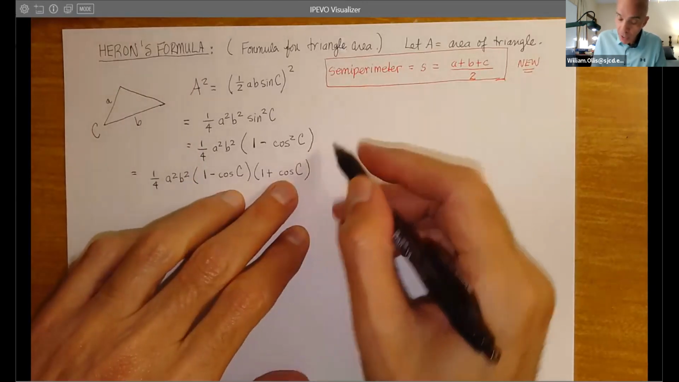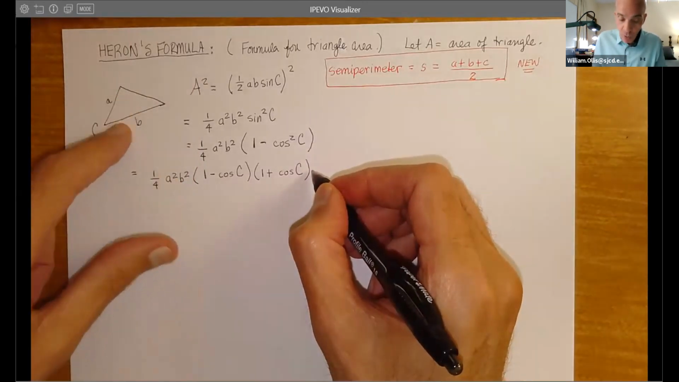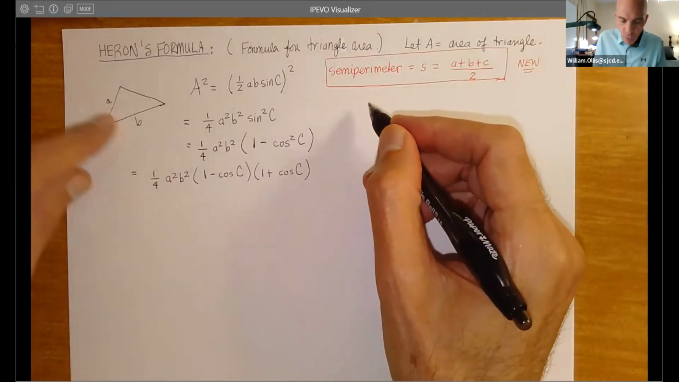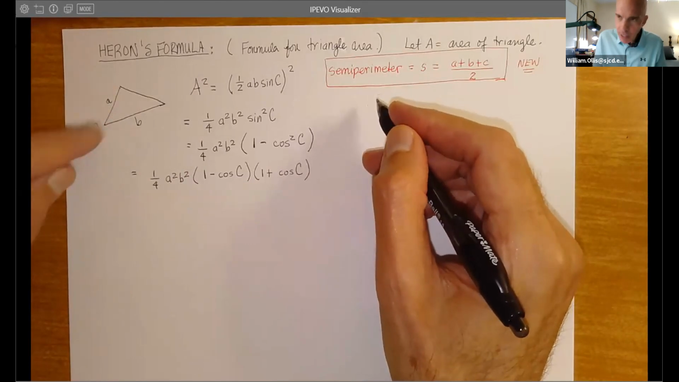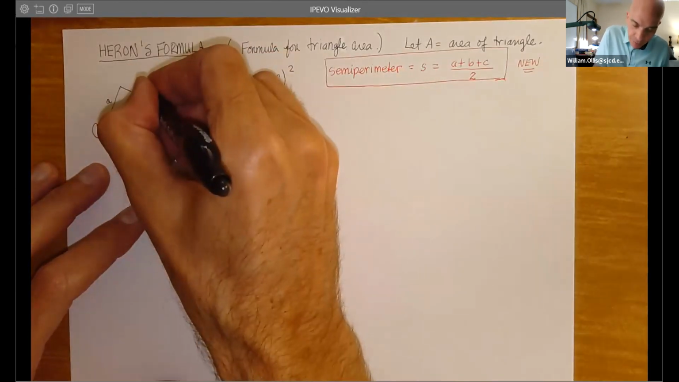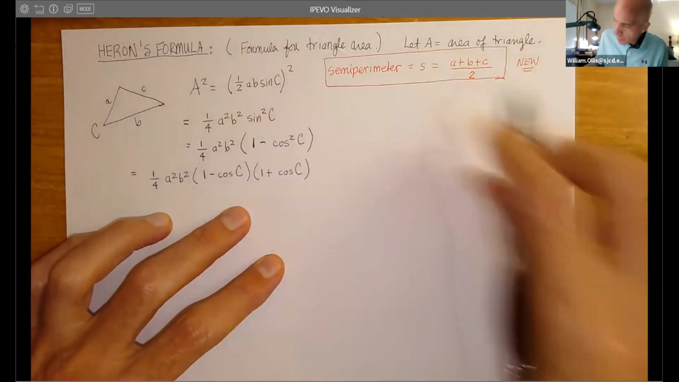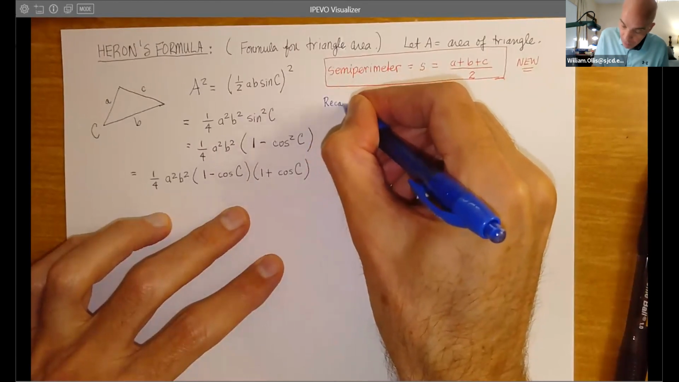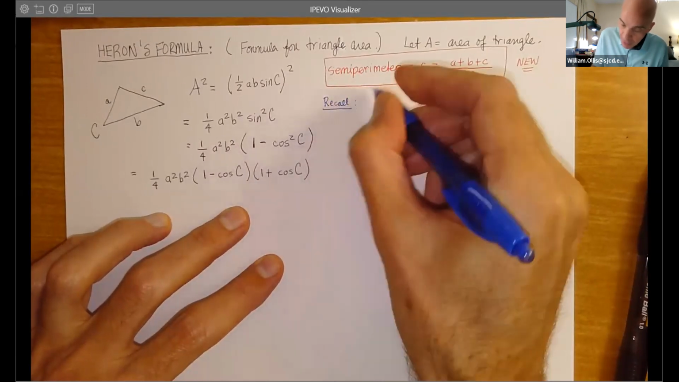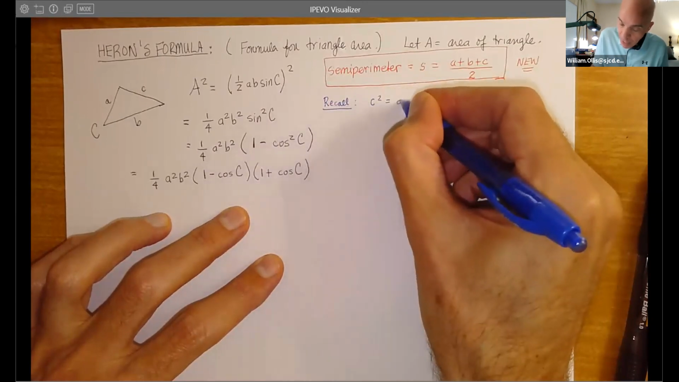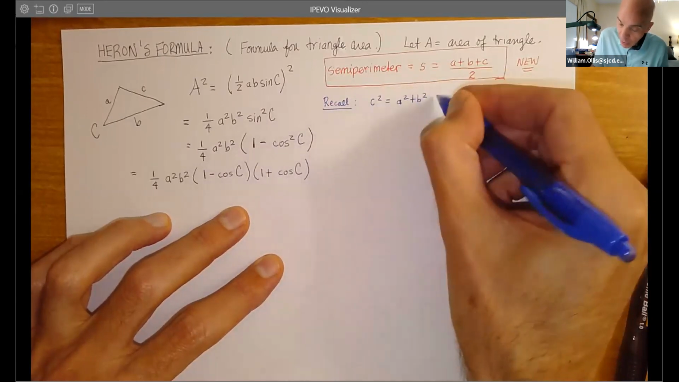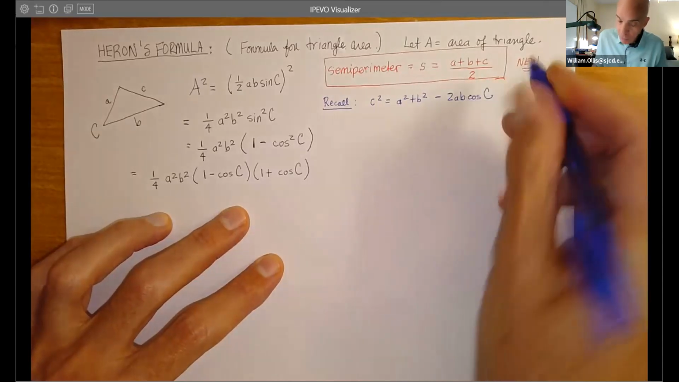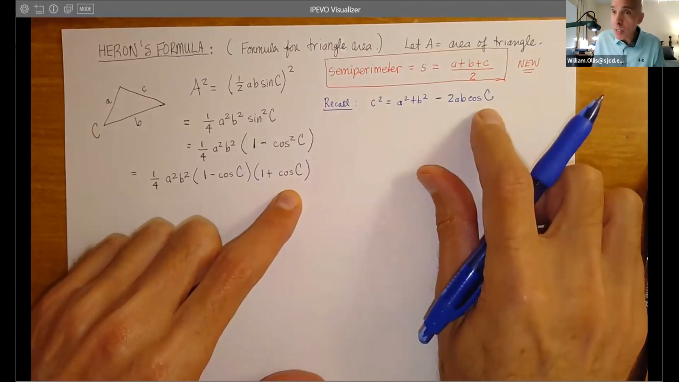So now let's go up here and remind ourselves where we got this formula. And this is what's important. Notice when we've got the side angle side, the C is over here. So do this in blue. So recall C squared equals A squared plus B squared minus 2AB cosine C, which is what we need here. And so we're just going to solve for C.